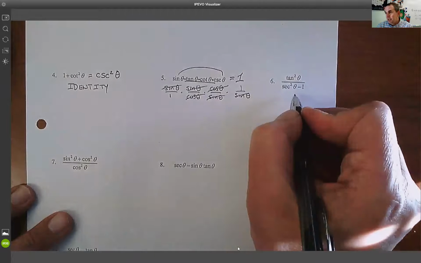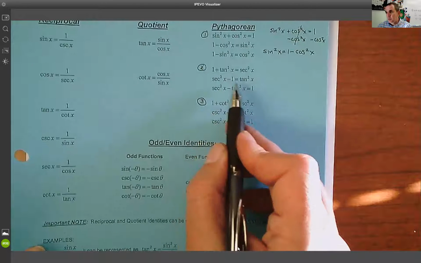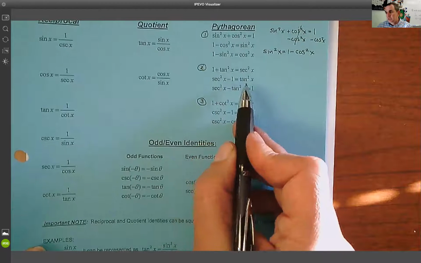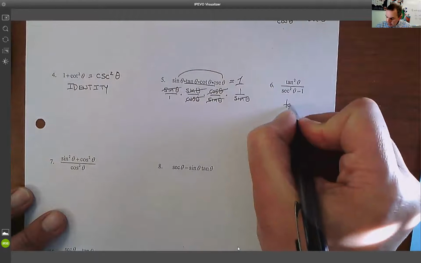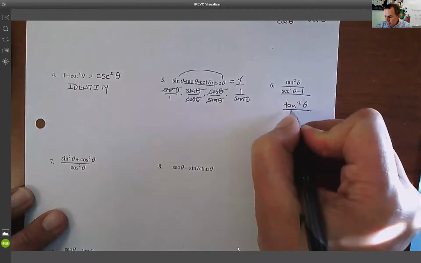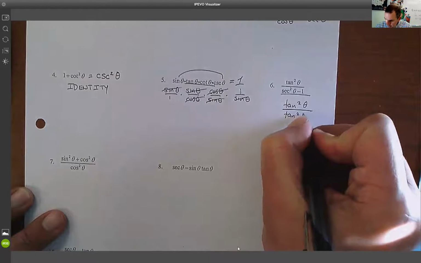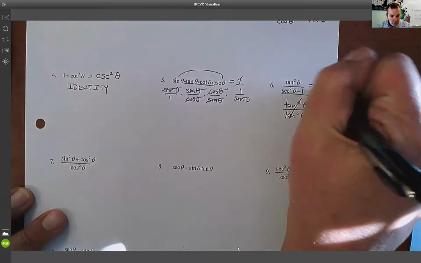Okay, tangent squared theta over secant squared theta minus 1. Again, go back to your identities. If we look here, secant squared theta minus 1 is equal to tangent squared of theta. So what I can do is rewrite this down below as tangent squared theta, a number divided by itself. This also equals 1.